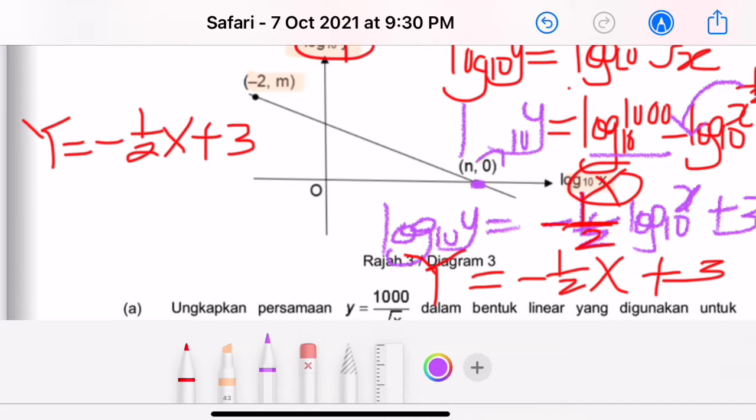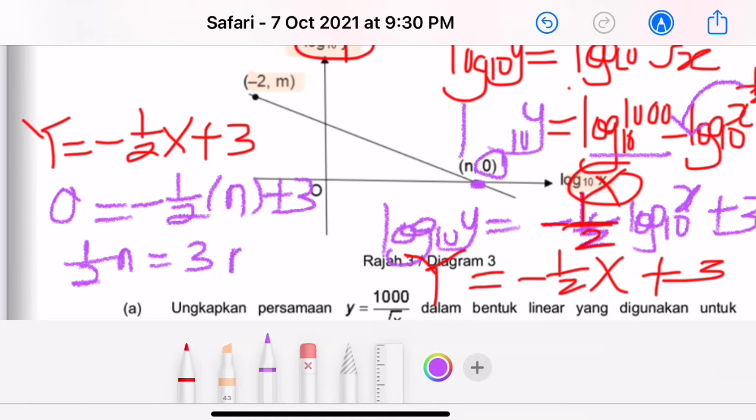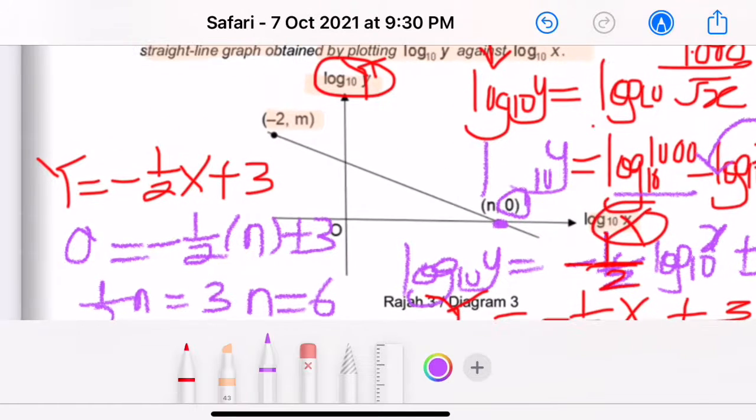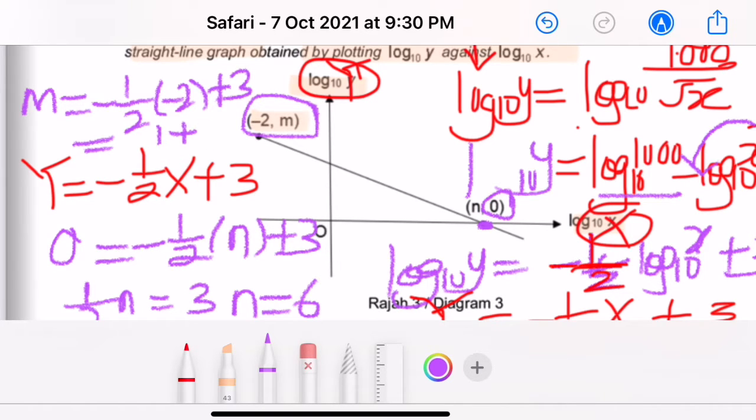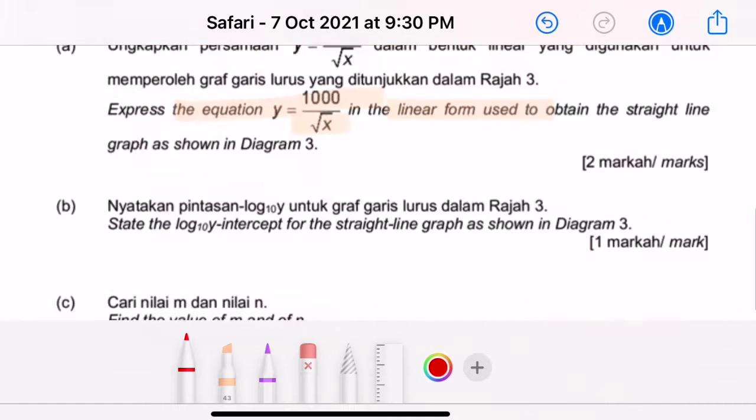When the point is on the line, we can always substitute: 0 is negative half times n plus 3. Then we have half n equal to 3, so hence n equals 6. And how to find m? We do the same. We substitute y is m, and then negative half times negative 2, plus 3. So we have 1 plus 3, which is 4. That means m is 4, and n is 6. That is how we answer for m and n.